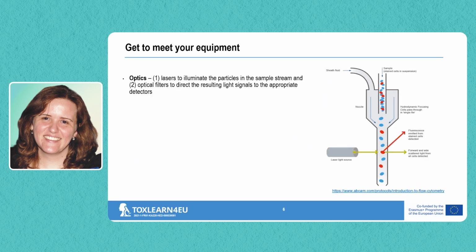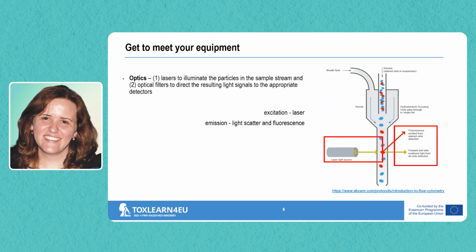Then we need to consider the optics. As I was saying before, we need a laser light source. And flow cytometers can have one laser or more lasers. You need to know which lasers you have available. And then this will be your excitation source. And then you need to consider the emission of light. So you need to consider light scatter and fluorescence. You can measure both, okay?